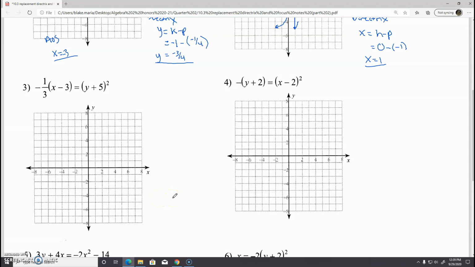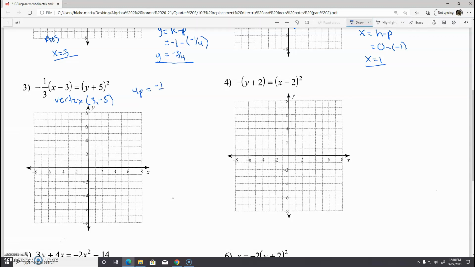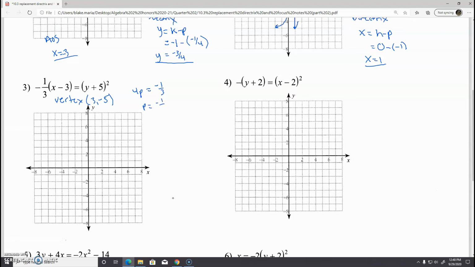We'll look at number 3. So this one actually looks like it's already in the format we need. We have our y term alone. We have our 4p value. So we're going to go ahead and pull what we need. Vertex, pull it out. 3, -5. We know 4p equals -1/3. So divide both sides by 4 or multiply by a 4th. All right, same thing. So you get -1/12.